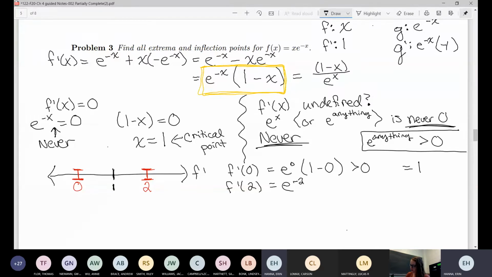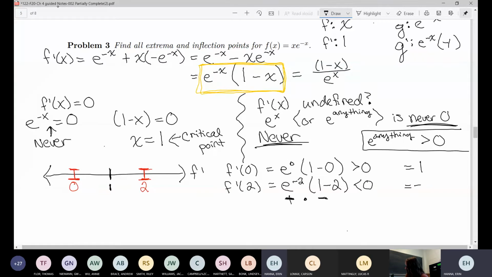And then if we have 2, this would be a positive thing times a negative thing, so I know that's going to be less than 0. But if you're curious, the actual number is negative 0.135, blah, blah, blah. So we have a positive value when we plugged in 0 and a negative value when we plugged in 2.